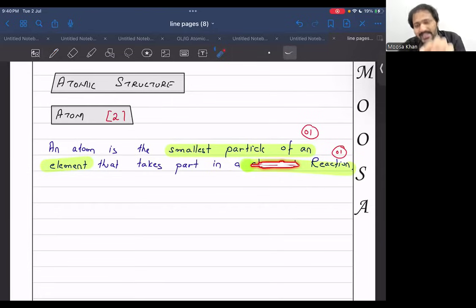You have to write "chemical reaction" because there are two types of reactions, physical reactions and chemical reactions. So you have to be specific that an atom is the smallest particle of an element that takes part in a chemical reaction. देखो बेटा, examiners in Cambridge do not penalize spelling mistakes or grammatical mistakes. But अगर कुछ चीजों से आपका concept गलत हो जाता है ना, तो वो penalize जरूर होता है. ठीक है, ये टाइम टू टाइम आपको बता दिया जाएगा.